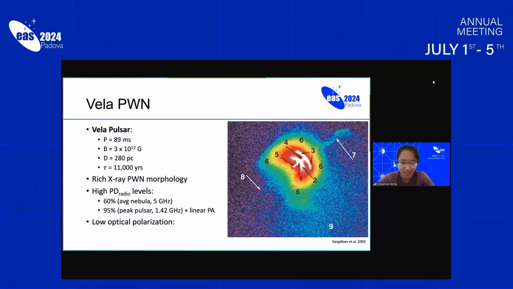By contrast, in the optical, only low values of polarization have been measured. So with HST, the optical spatially resolved polarization measurements reveal a very low nebular surface brightness, both polarized and unpolarized. And for the pulsar, they were able to measure a multi-day average polarization of around 8%, with an angle that's about collinear with the proper motion and spin axis of the pulsar.